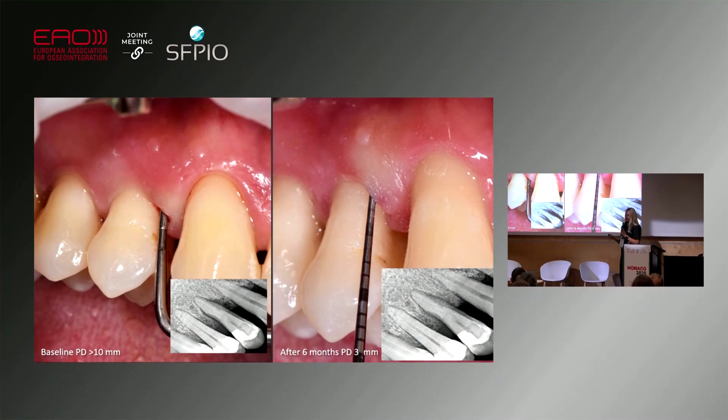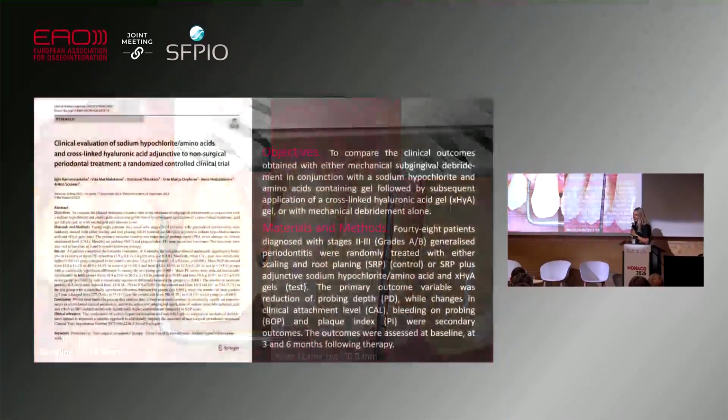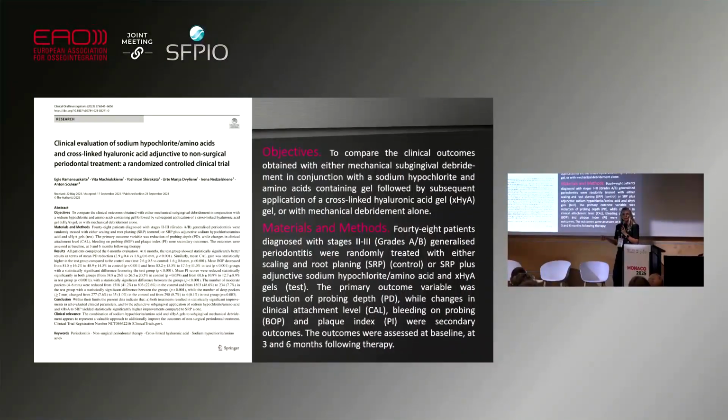At 6 months we have 3 millimeters. It's still improved a little bit, and the formation of a new bone. And after 12 months, we still see the stable 3 millimeters probing depth with the formation of a new bone compared to baseline. What if we compare this treatment to the standard treatment, subgingival instrumentation?